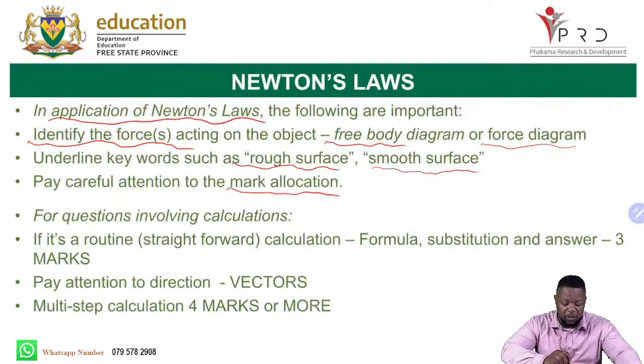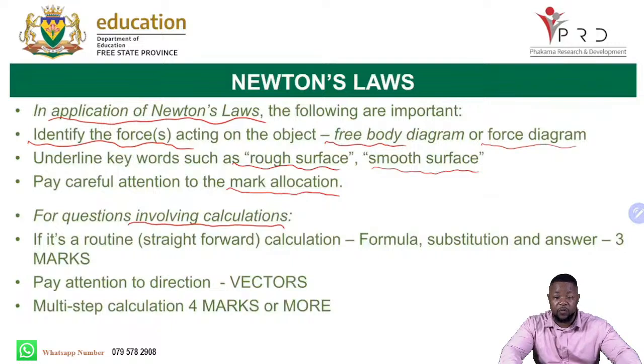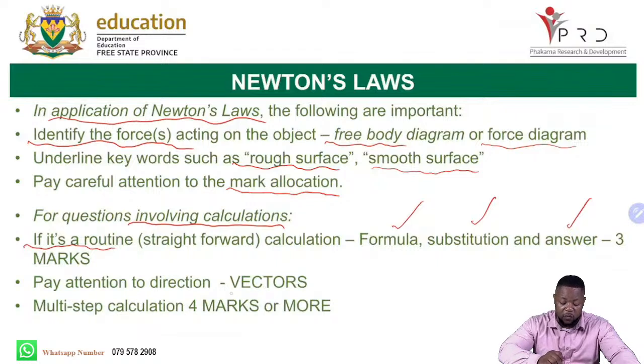Now, there are questions that involve calculations, and if it is a routine calculation, the mark allocation will be as follows. 1 mark will be for the formula as it appears on the data sheet. The second mark will be for the substitution, and the third mark will be for an answer with units. All answers should have units, and we also pay attention to vectors.